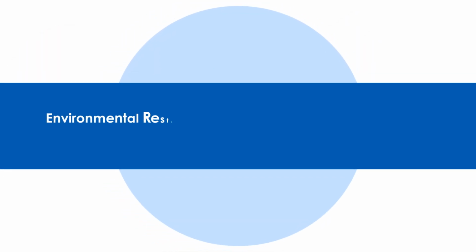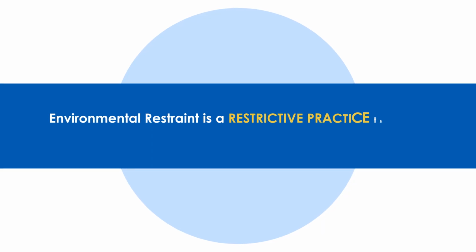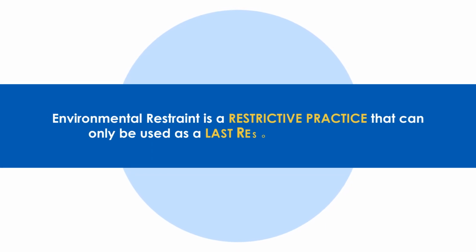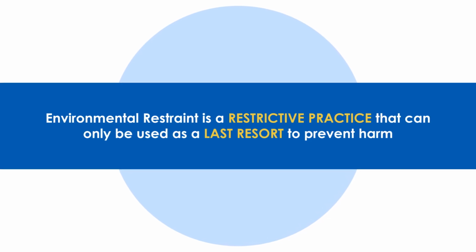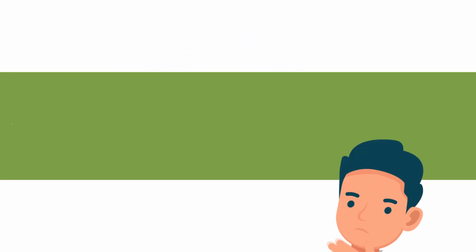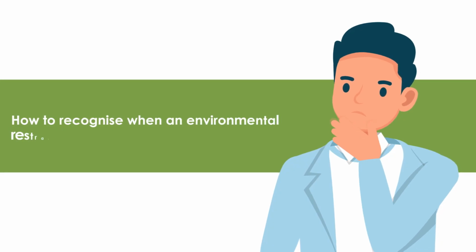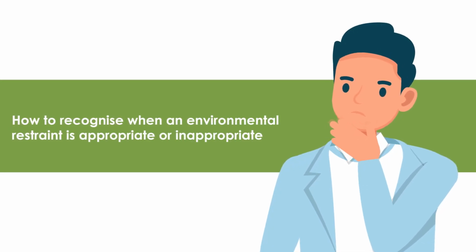Environmental restraint is a type of restrictive practice because its use restricts a person's rights or freedom of movement, and it can only be used as a last resort to prevent harm. How to recognise when an environmental restraint is appropriate or inappropriate.